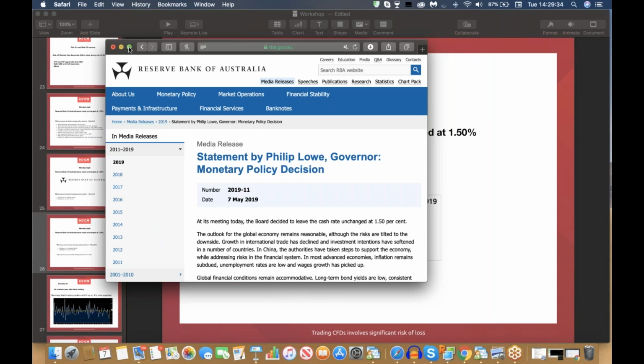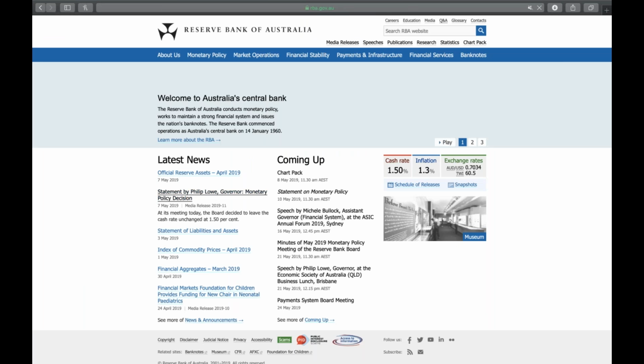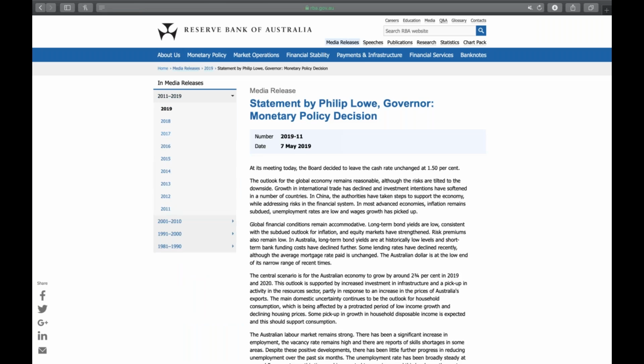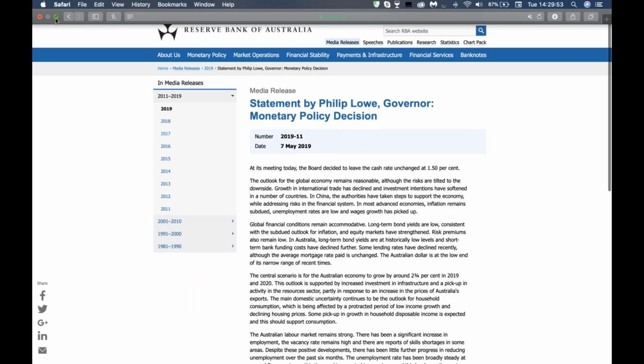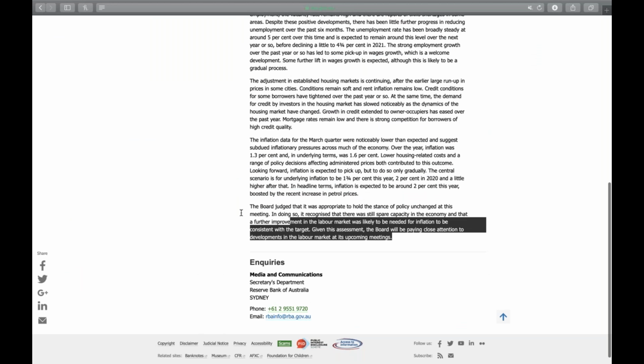Now, you can follow this easily. Just go to the Reserve Bank of Australia. You can see on the opening page, latest news, statement by Philip Lowe, Governor, Monetary Policy Decision. You can also go to the Monetary Policy tab. You just click on that and you get the decision. Get into the habit of reading through the decisions, because you'll get to know what the bank is focusing on.